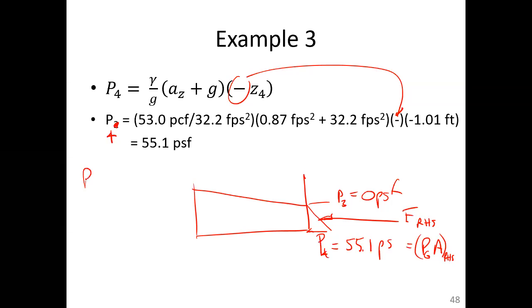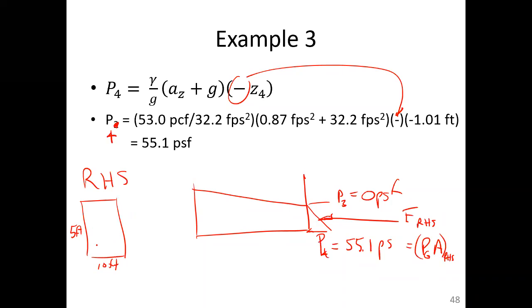So again, for the right-hand side, you've got something that is 10 feet into the board by 5 feet high. That's the full side of the tank. But you only have a depth of oil of 1.01 feet. So the center of area is right here, G. Okay, so that's the area we're talking about, 10 feet by 1.01 feet. And the center of that area is half of 1.01 feet, 0.505 feet from the top or the bottom.